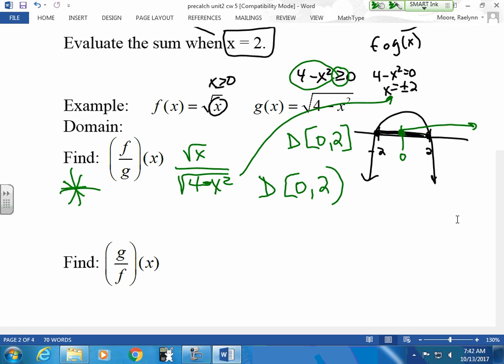Wait, why is there a soft bracket on 2? Because this piece up here said I could use plus or minus 2 from there, right? But when I put it in a denominator, I cannot let this equal 0. So the 2 and the negative 2 will make me equal to 0. The negative 2 we did away with because of the other one having to be greater than 0. Does it make sense? Domains play a big role here.